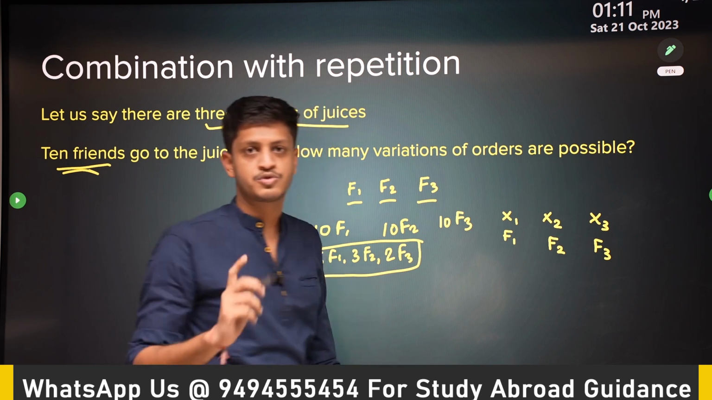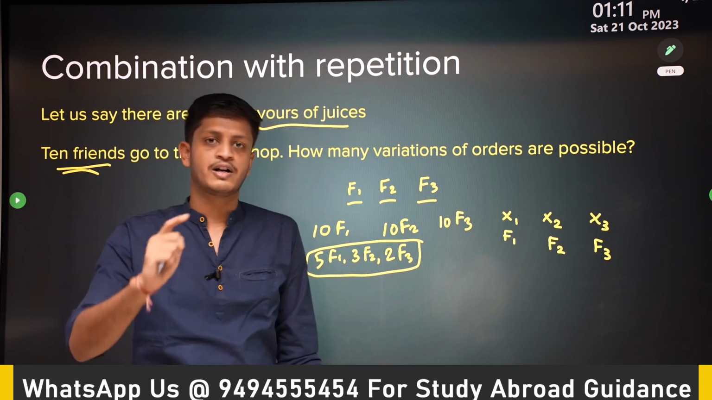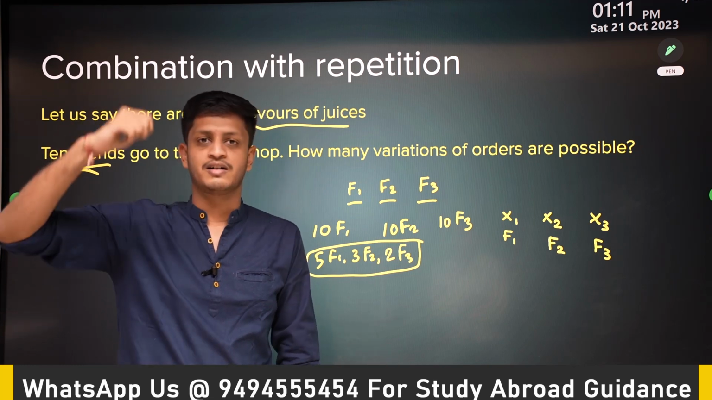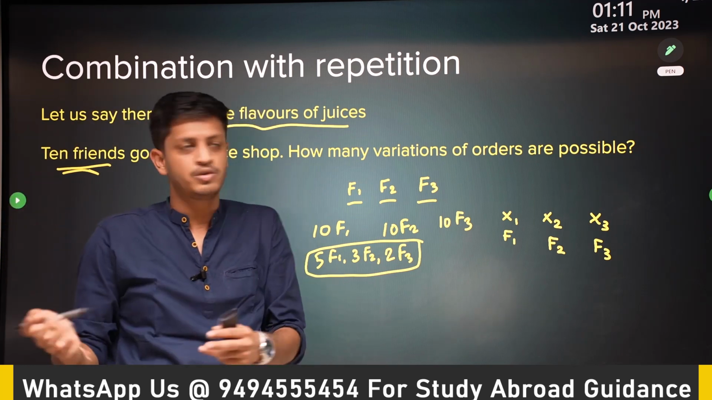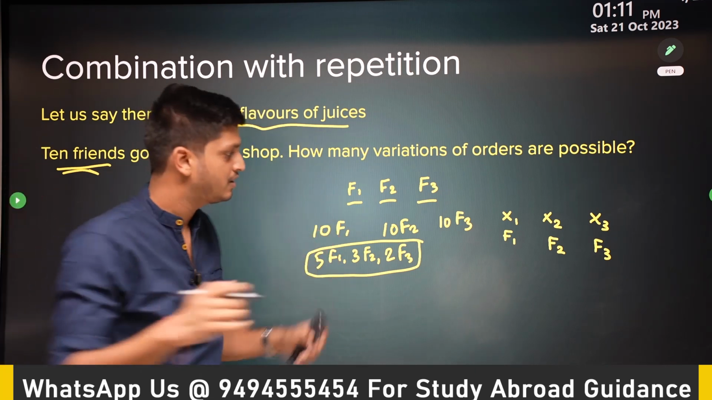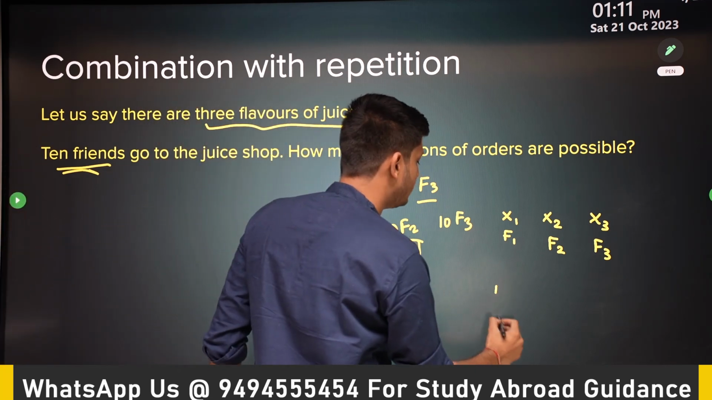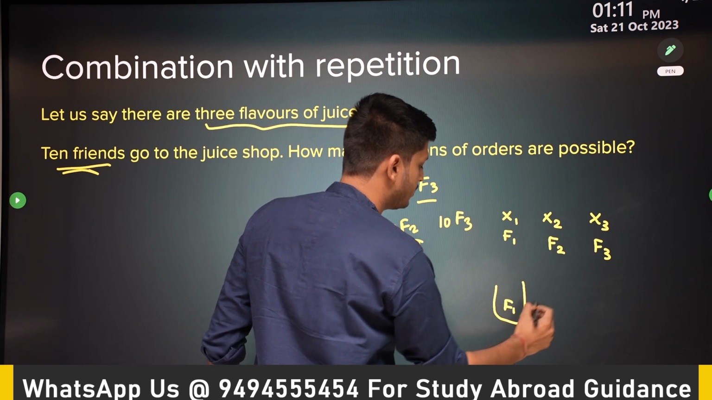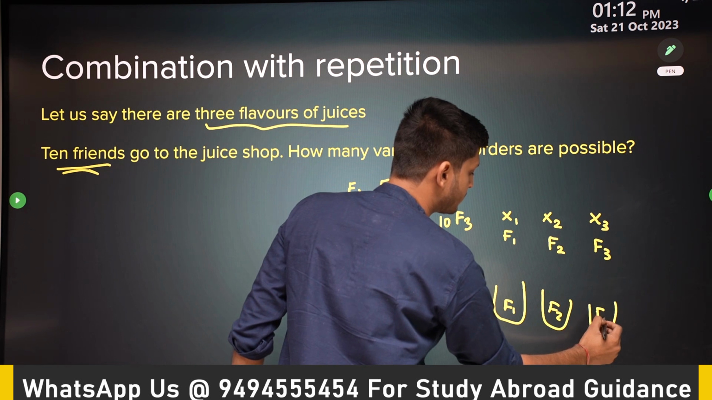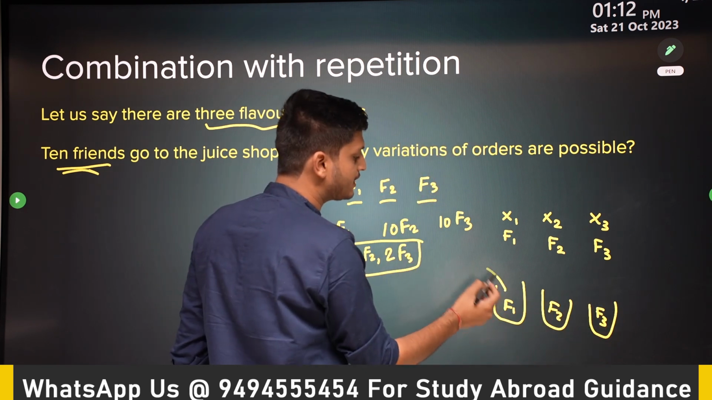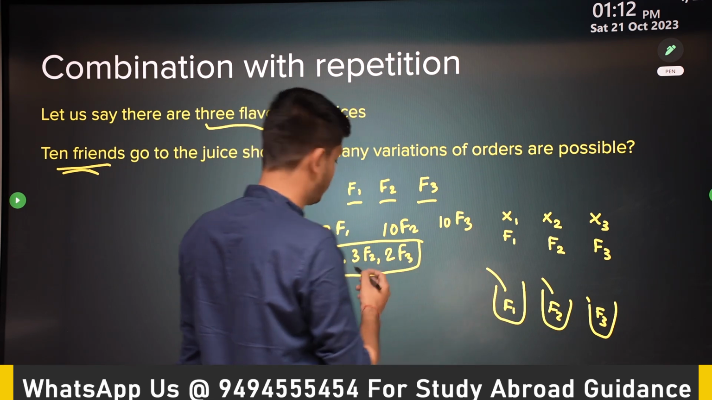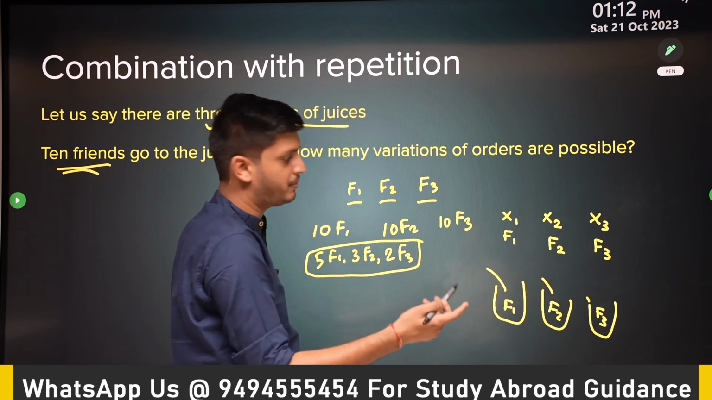See, at a juice shop, when you go and order, you assume that they have an infinite supply of juice, right? I can take 100, and if they don't have it, they will tell you. But in some sense, you are assuming that they have an infinite supply of juices. So you have many F1 flavored juices possible, many F2 flavored, many F3 flavored juices. You can take 10 glasses from here, 0 from here and 0 from here. You can take 5 glasses from here, 3 from here and 2 from here. That will be one combination.